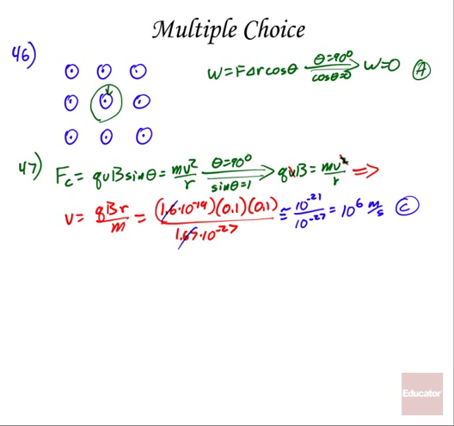Checking out number 48 here. We've got a loop of wire in the plane of the page, perpendicular to a magnetic field B out of the page. And it looks like this is a Lenz's law problem, trying to figure out the direction of the induced current in the wire.